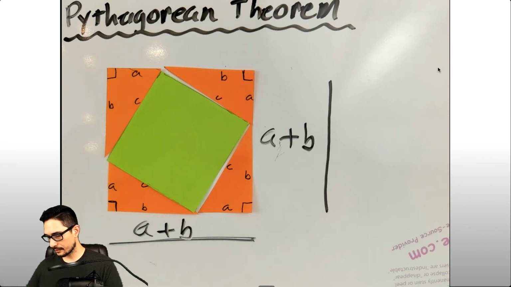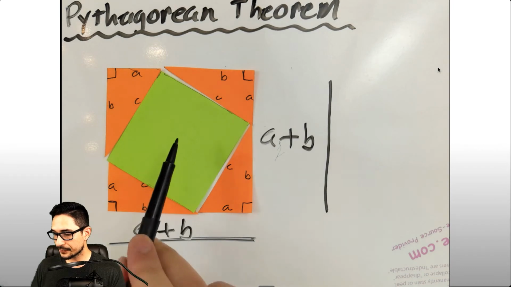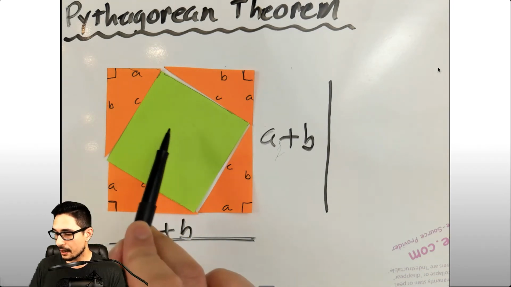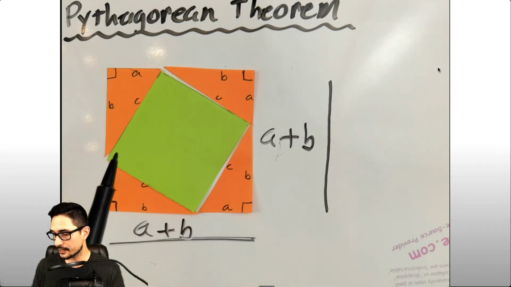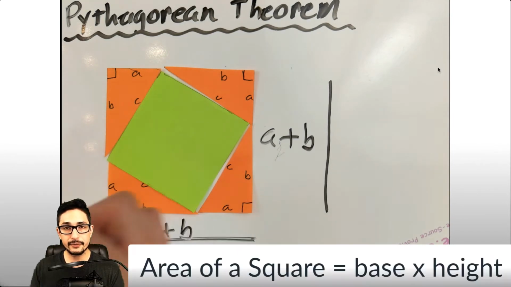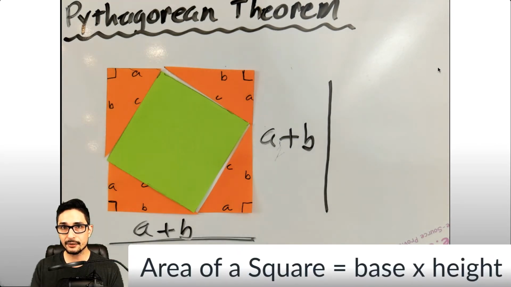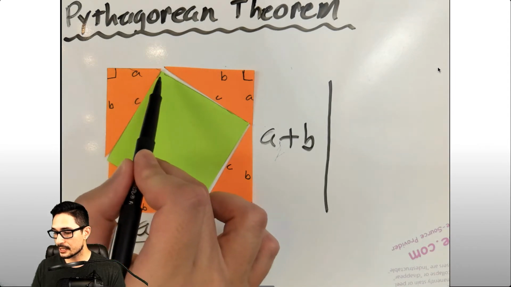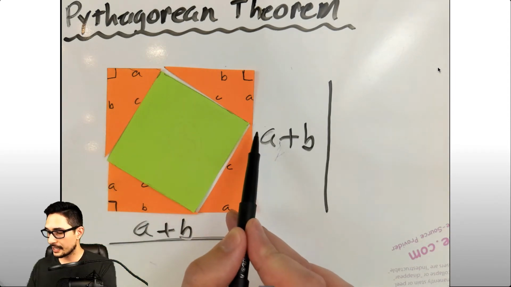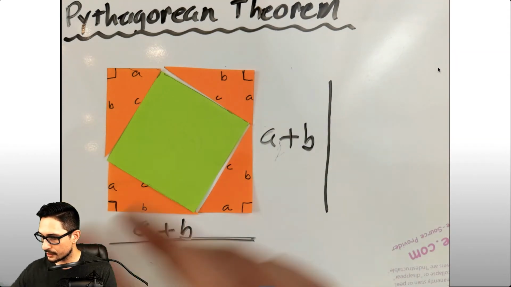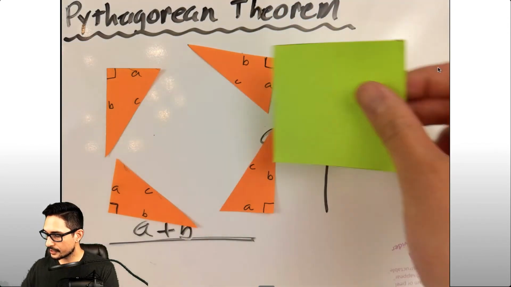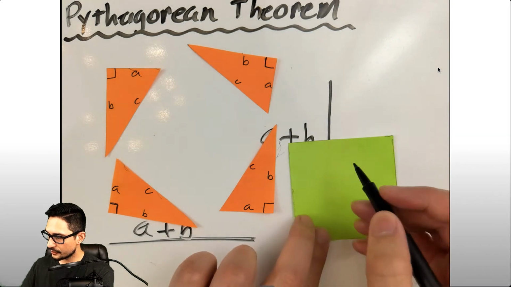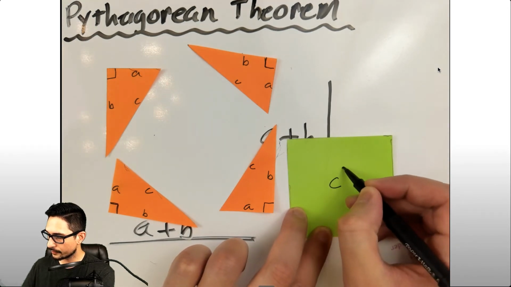So what I can actually do is take the area of that middle square. Area of a square is base times height, or length times width, right? So this is going to be c times c. Let me write it out. C times c gives me c squared.